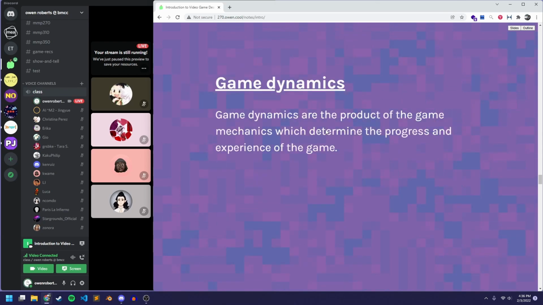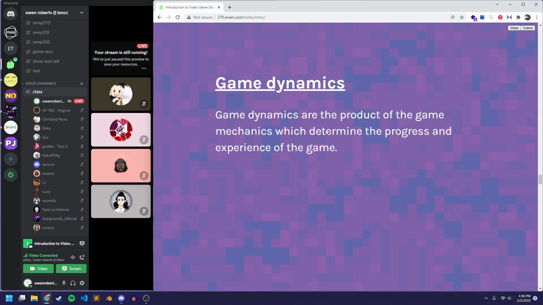So game dynamics, it sounds similar to game mechanics, but it's a little bit different. It basically refers to the result of the mechanics over the course of the game. So game mechanics are the rules, and then game dynamics are how the rules play out over time.